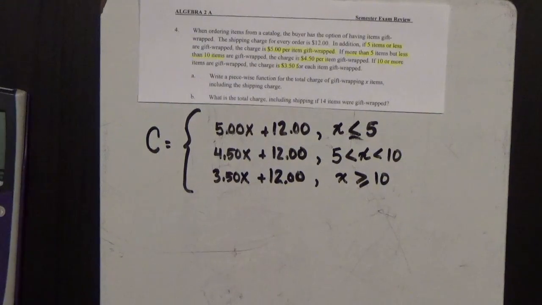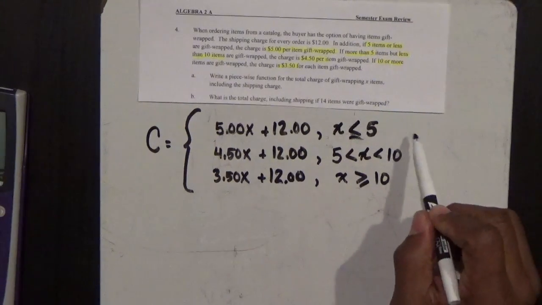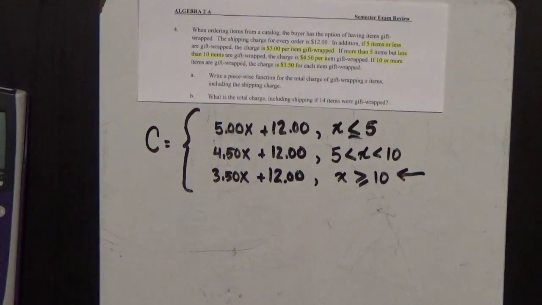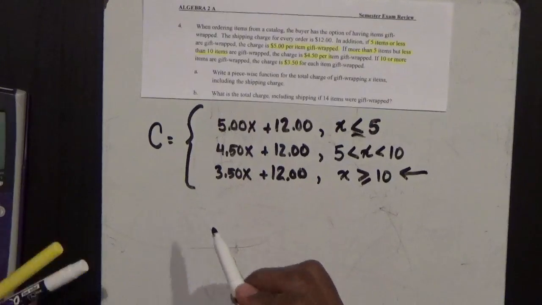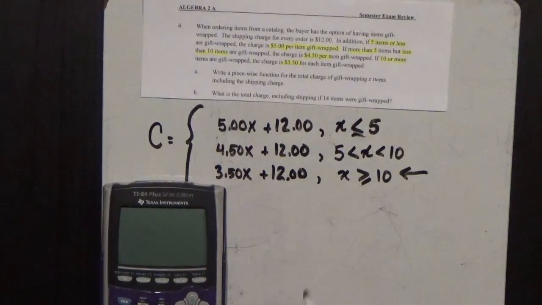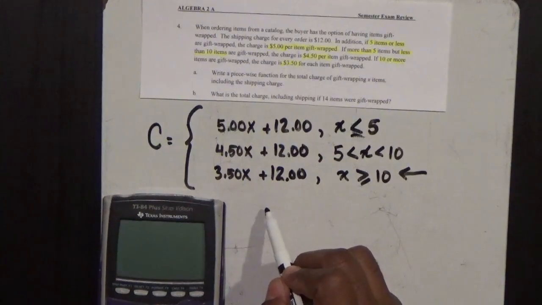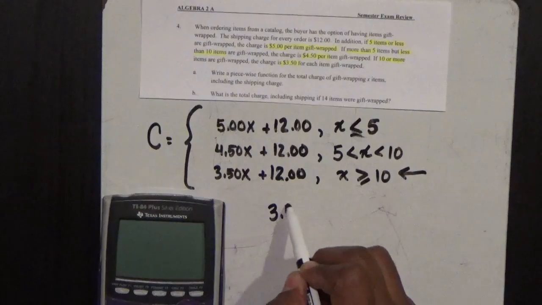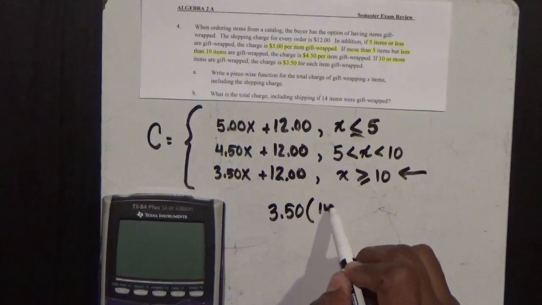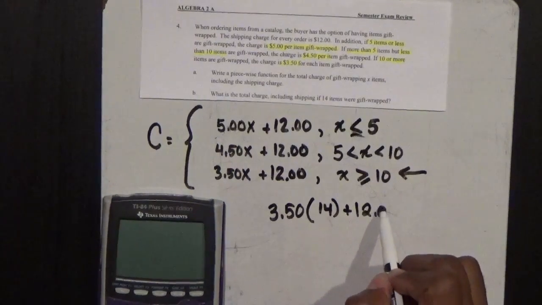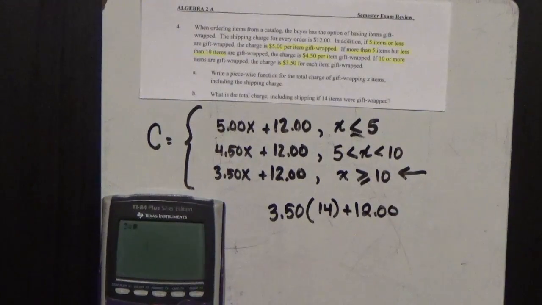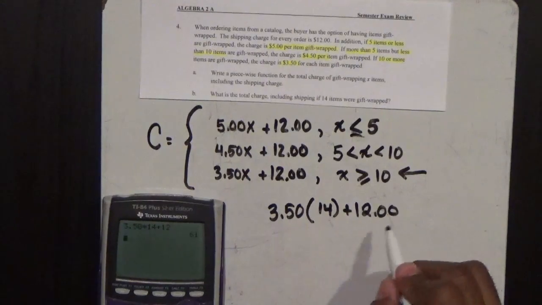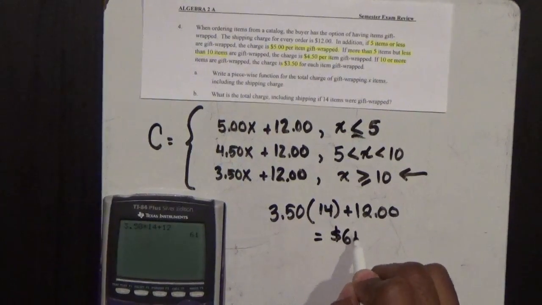It says what is the total charge including shipping if 14 items were gift wrapped? So 14 falls into this third option. And so we're going to go $3.50 times 14 items plus 12. In that case, $3.50 times 14 plus 12 is equal to $61.